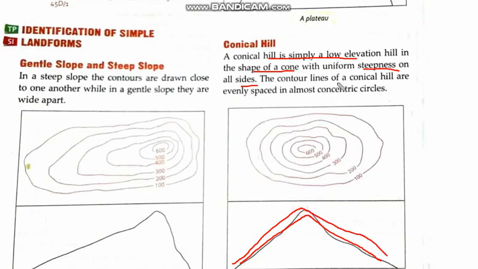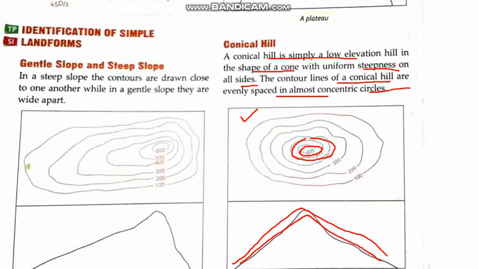So the contour lines of a conical hill are evenly placed in almost concentric circles. They are shown like this. The contour lines are very uniform and form almost concentric circles, complete circles. So while seeing this type of diagram, we can understand that the simple landform is a conical hill.